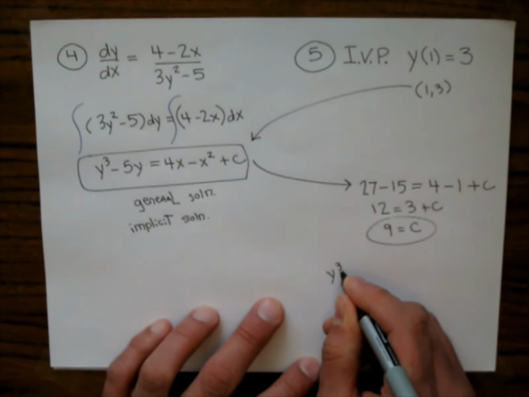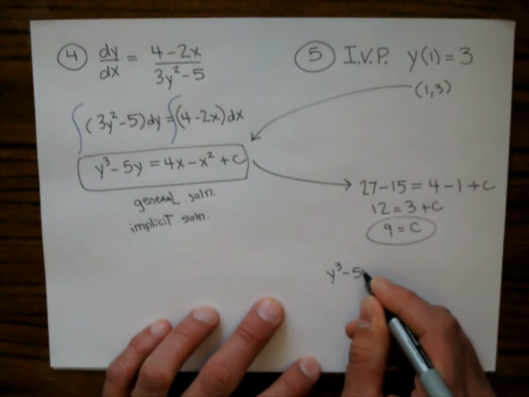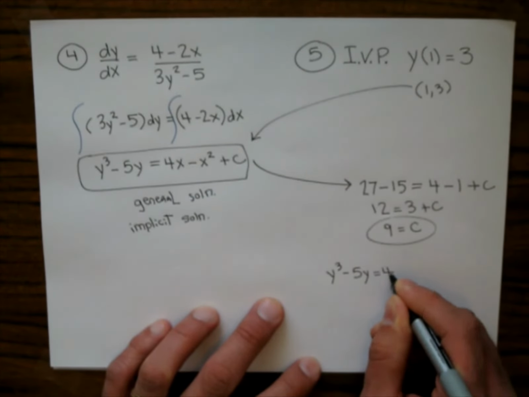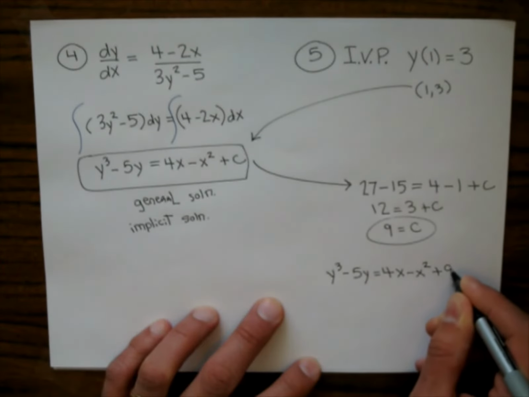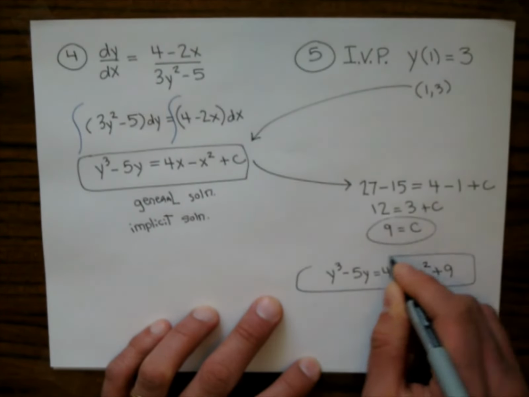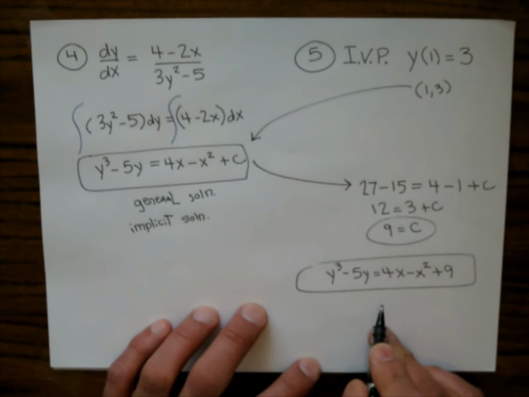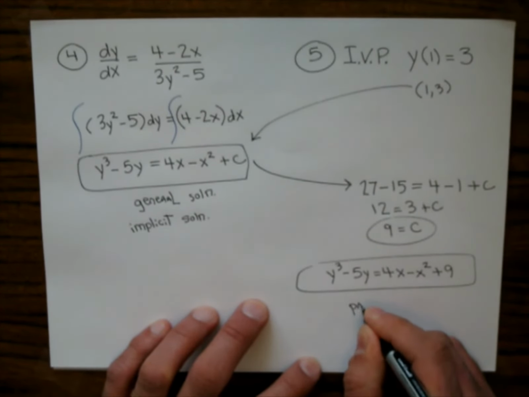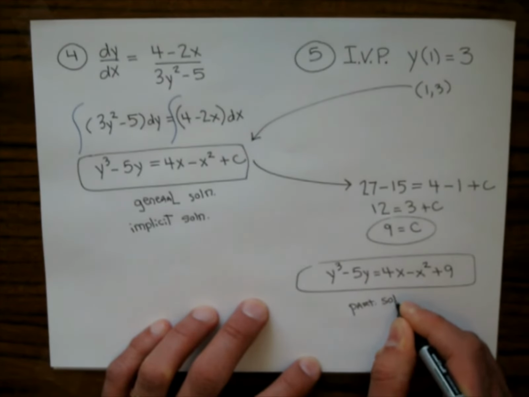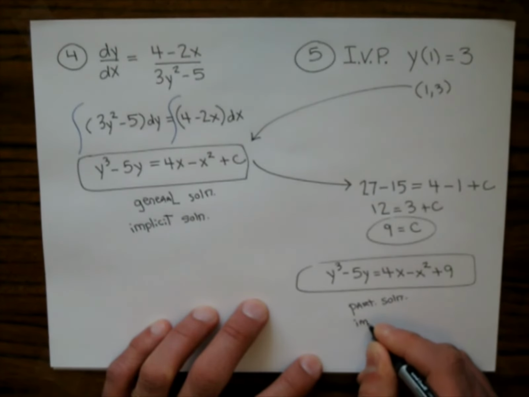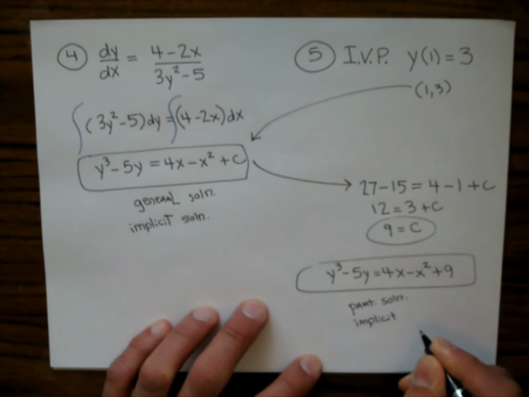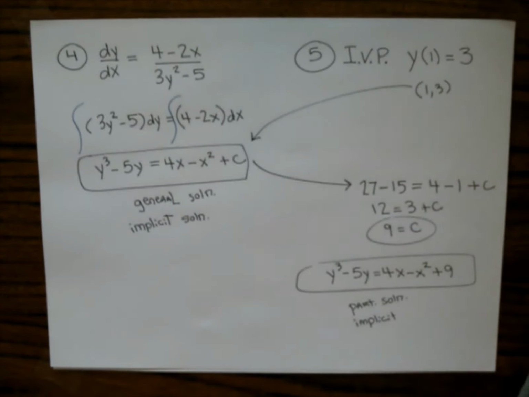So y cubed minus 5y equals 4x minus x squared plus 9. And this right here is my solution. It's not a general solution, it's a particular solution. And it's still implicit, because it's not solved for y. And so that completes problems 4 and 5.